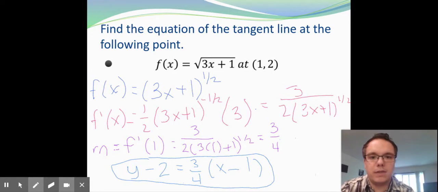So today you just have to find the derivative of the function, plug the x coordinate into that derivative to find your slope. Then once you have your slope, write the equation of your line in point-slope form.